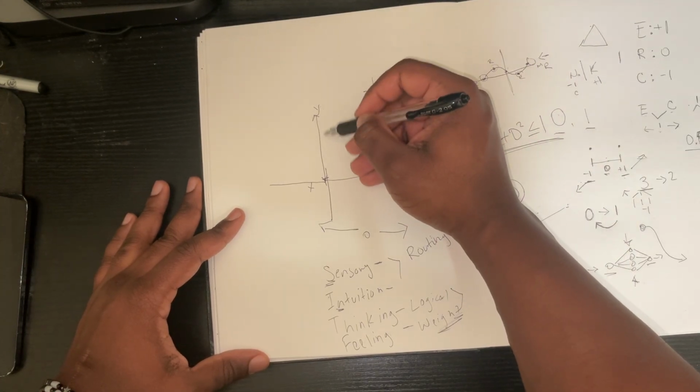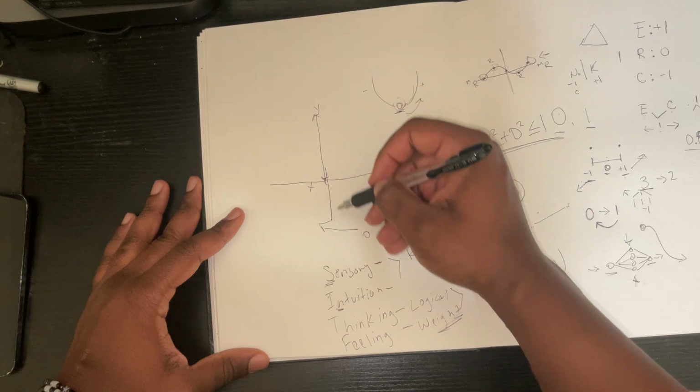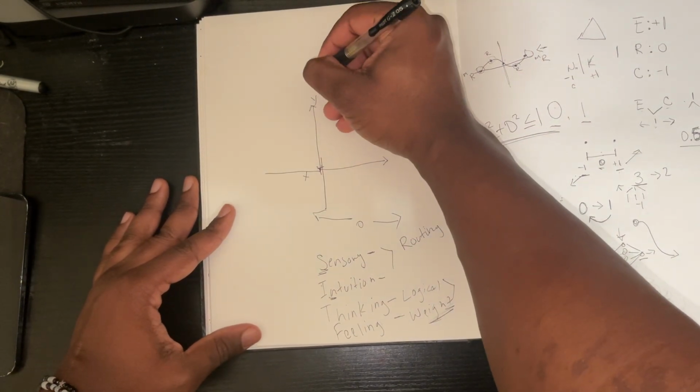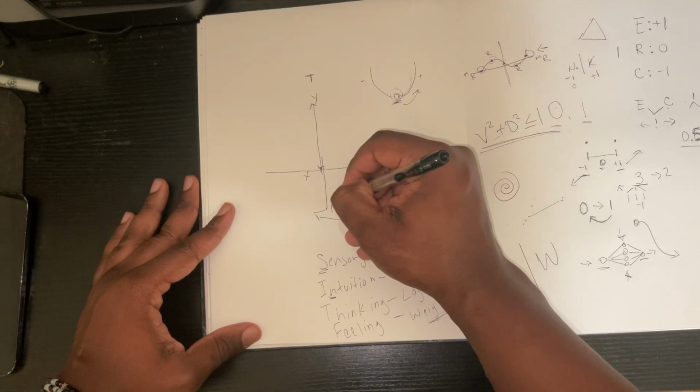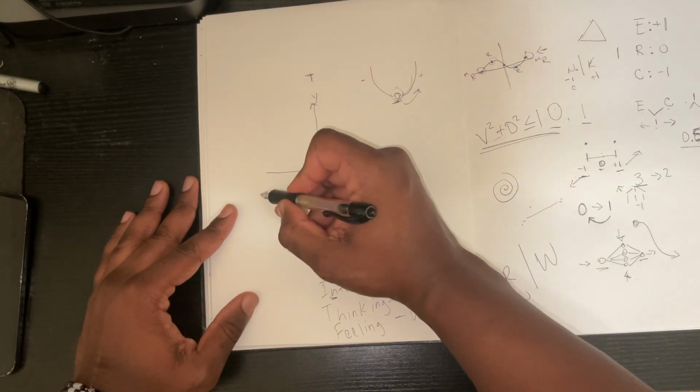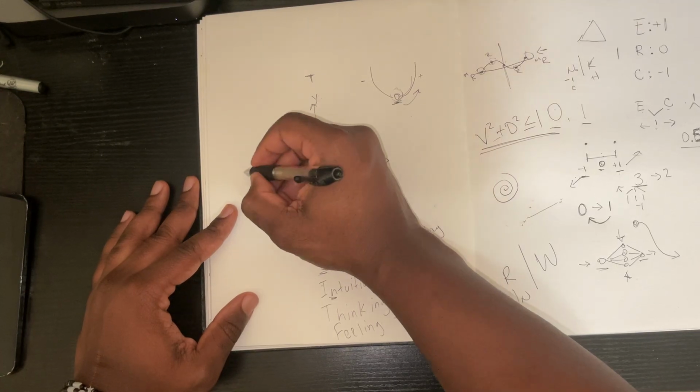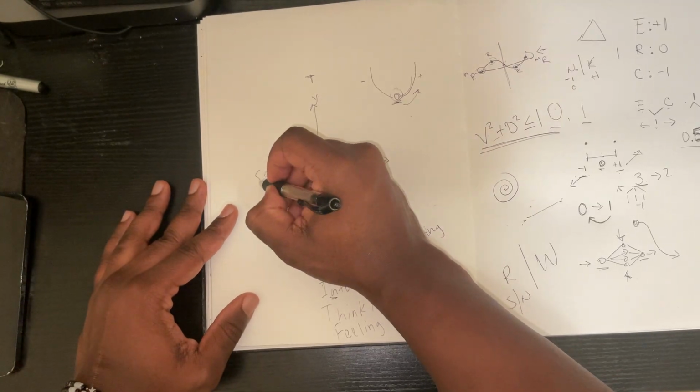Okay. So the y-axis, your longitudinal functions, are thinking and feeling. So put thinking up here and feeling down there. Your x-axis is your routing functions, like time and space, right? So that's your sensory and intuition.